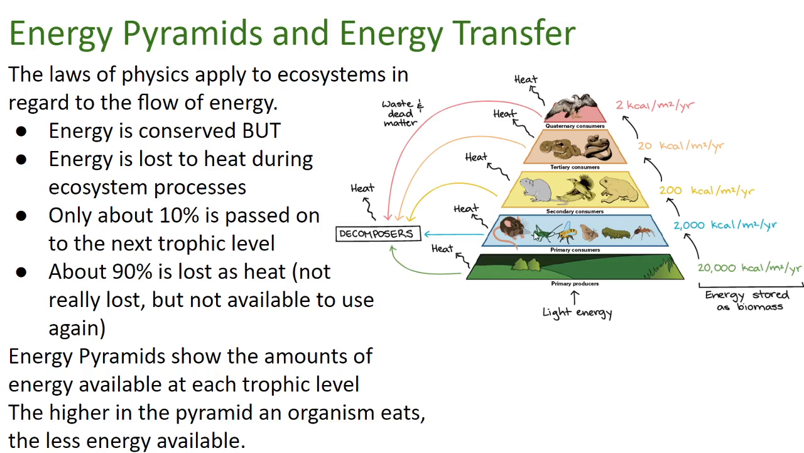Okay. So if I had 20,000 kilocalories per square meter per year of energy stored here in the producer level, only about 2,000 kilocalories per square meter per year is available to the primary consumer level. Only about 200 kilocalories per square meter per year is available at the secondary level. Only about 20 kilocalories per square meter per year is available at the tertiary level, and only 2 kilocalories per square meter per year is available at the quaternary level.